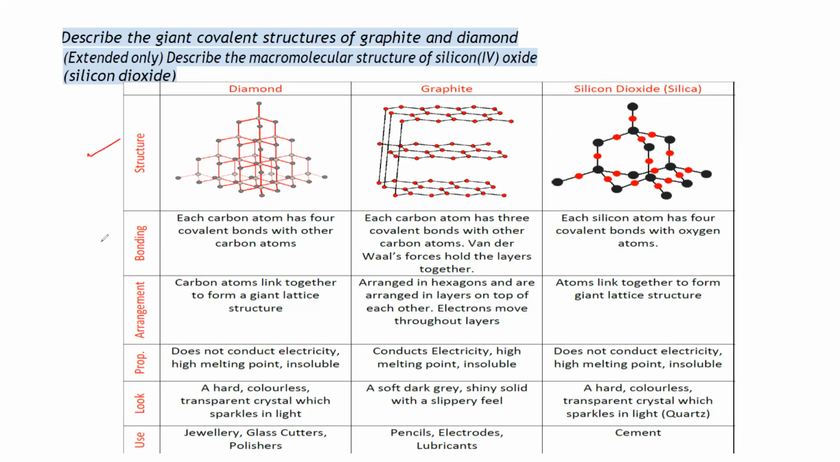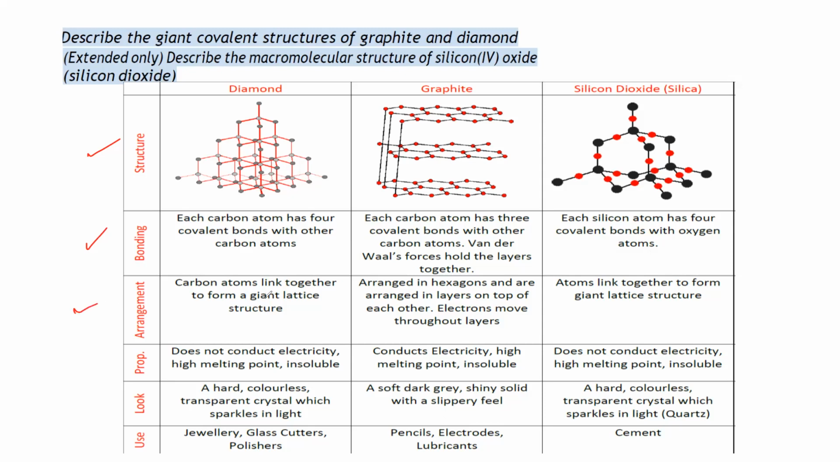So we discussed structure. You should be able to draw the structure. If they ask, you should explain the bonding. So what should be your answer? In diamond, each carbon has 4 covalent bonds, whereas in graphite, each carbon has 3 covalent bonds, and in silicon dioxide, each silicon forms 4 covalent bonds with oxygen atoms.